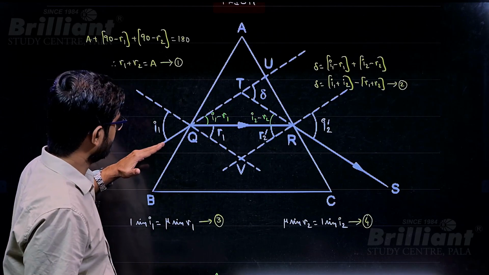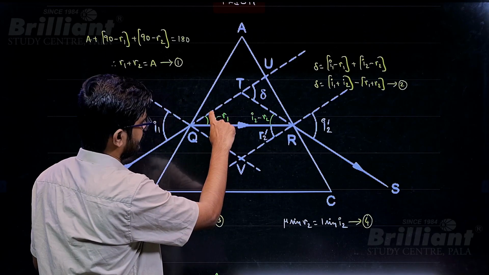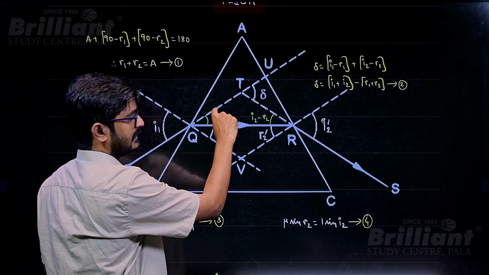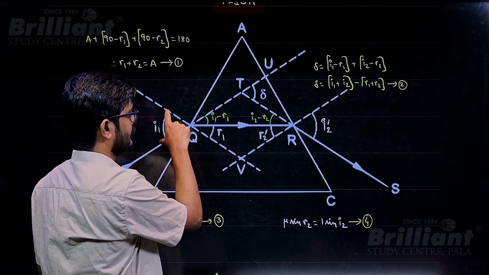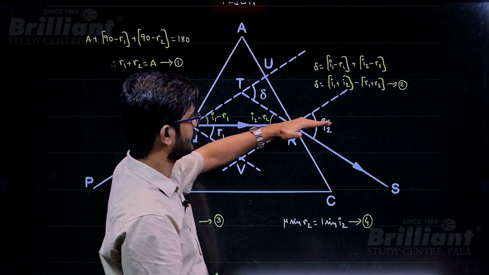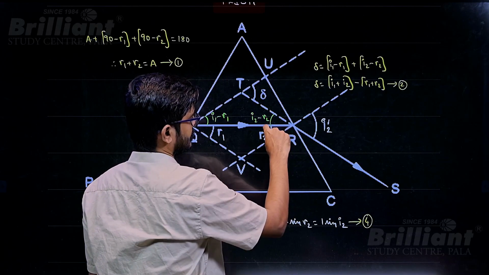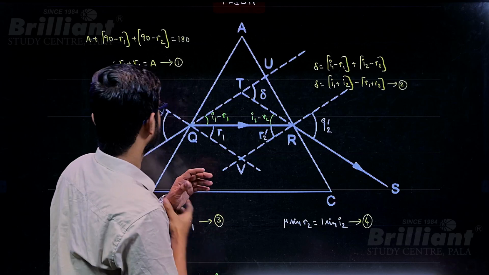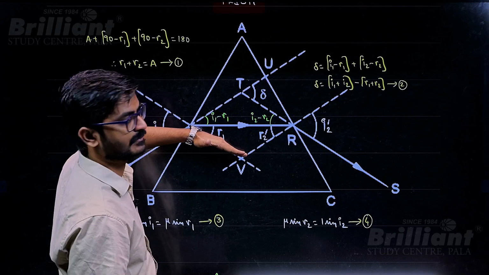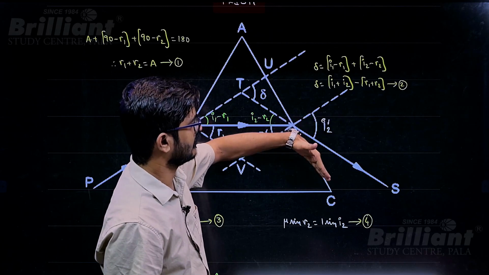Right, now you can see it used to go like this, but it bent like this. So this is I1, this is R1, so this angle will be I1 minus R1. Now it used to go like this, but it is bending like this. So this angle is I2, this is R2, so this will be I2 minus R2. So you can see here it has deviated by I1 minus R1 in clockwise. Now again it used to go like this, and again it has bent in clockwise by I2 minus R2.